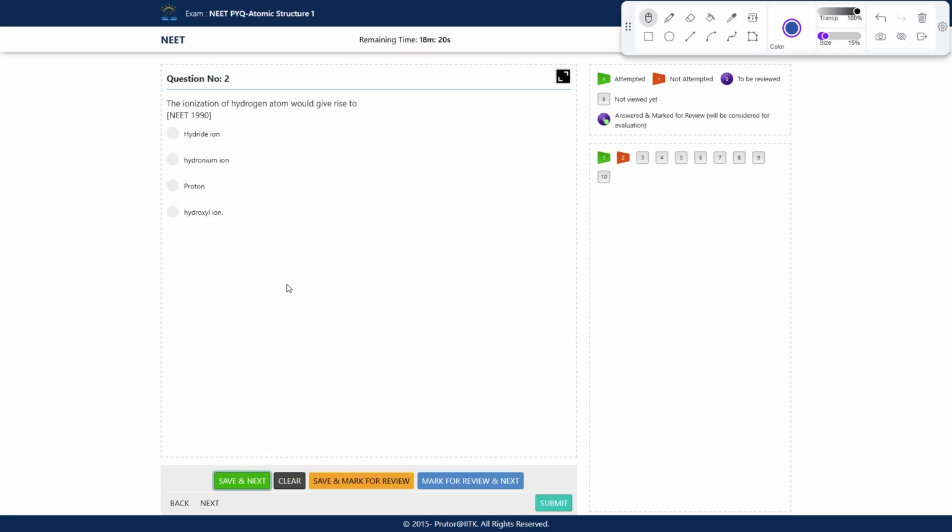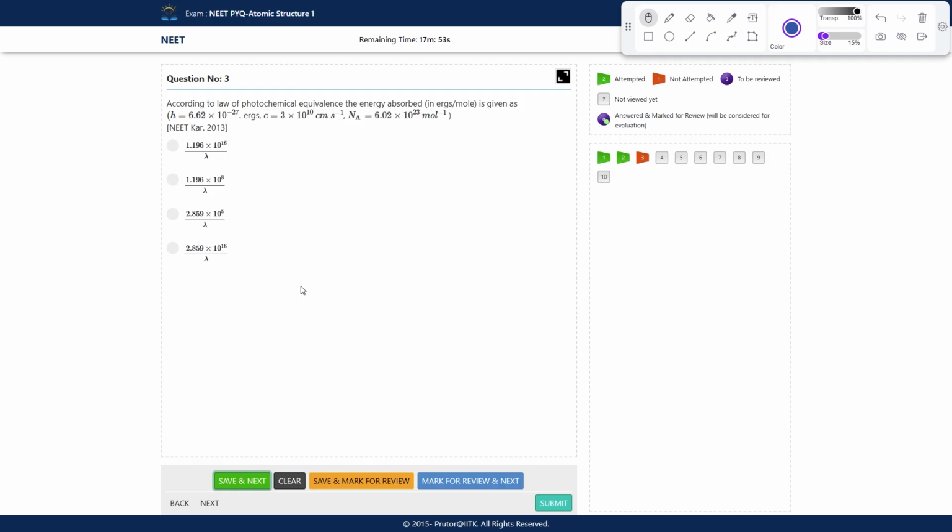Next question. The ionization of hydrogen atom would give rise to. So if you are considering a hydrogen atom, it consists of one electron and one proton. If you remove the electron, what will be left in it? Only proton will be left in it. So it will give rise to the proton. We have already talked about it right now.